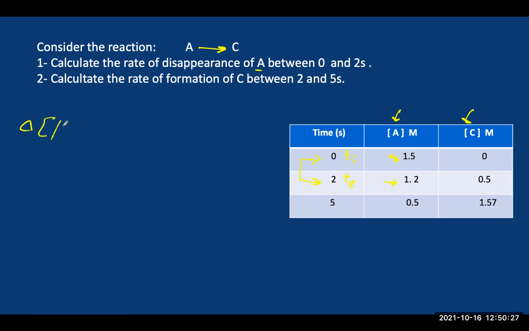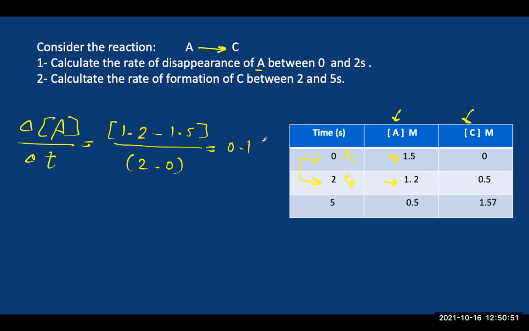So the change of A over T, this is the disappearance of A between the 2 periods. So it will be the final concentration 1.2 minus the initial 1.5 over delta T, which is 2 minus 0. If you calculate this, I think it will be 0.15, but it will have a negative sign, because 1.2 minus 1.5 is negative. I can't have a negative rate, so we will add a negative sign here because this one is a reactant.